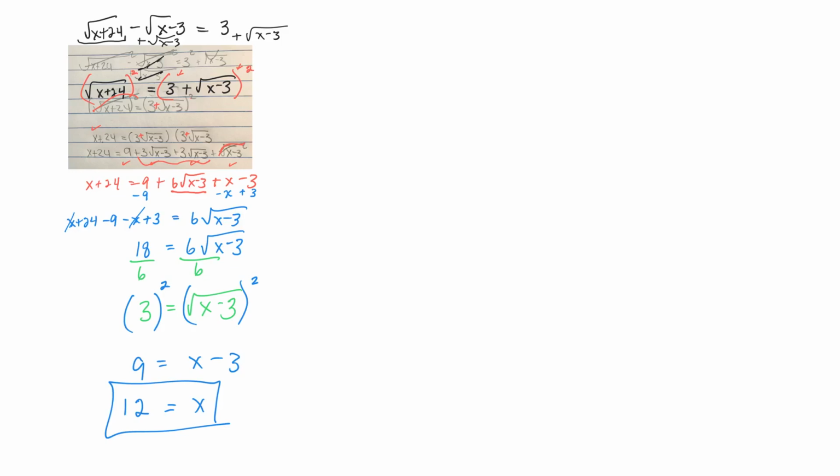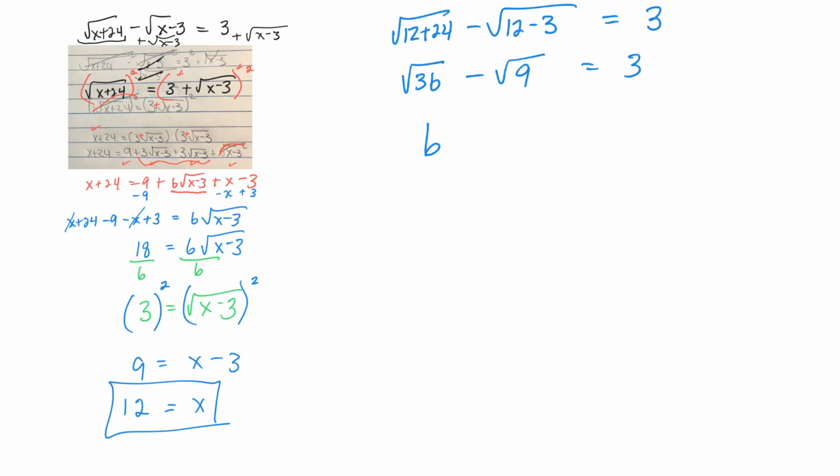There's our original question. Let's plug a 12 in and see what we get. Okay, so root of 12 plus 24 minus root of 12 minus 3 is equal to 3. 12 plus 24, 36. 12 minus 3 is 9. Square root of 36 is 6. Square root of 9 is 3. 6 minus 3, oh yeah. So that one must be right.